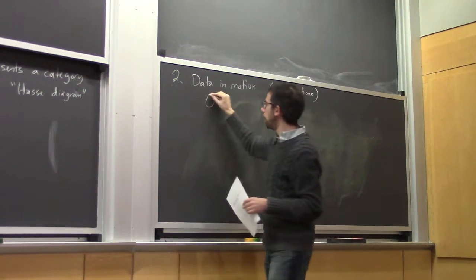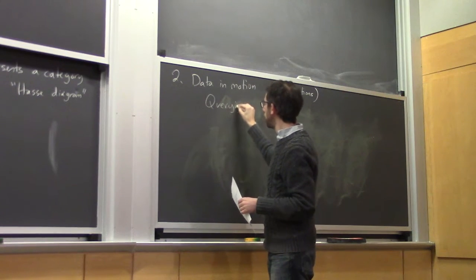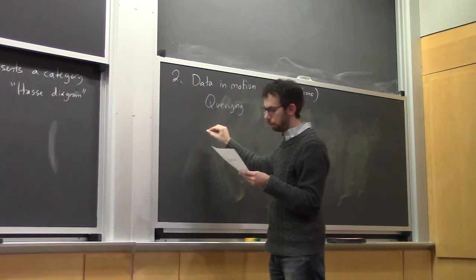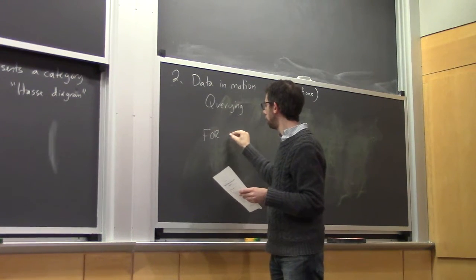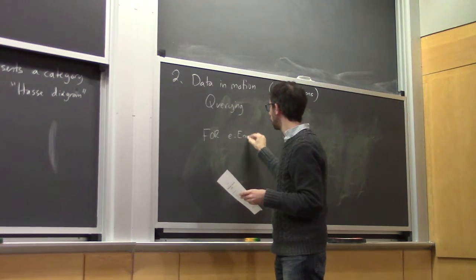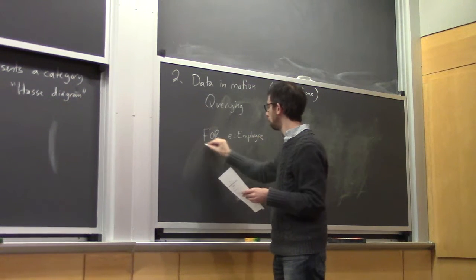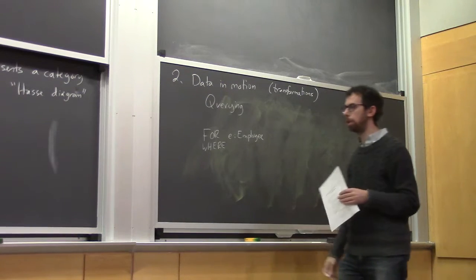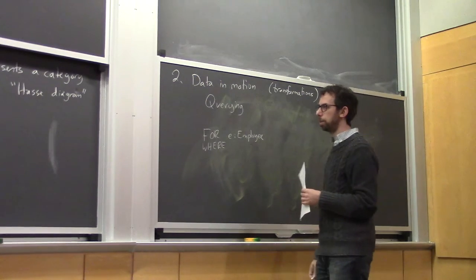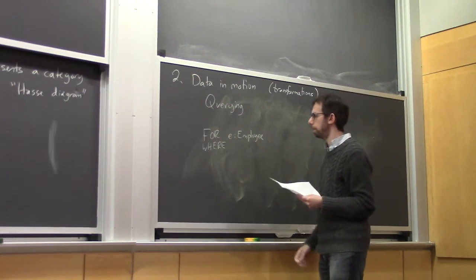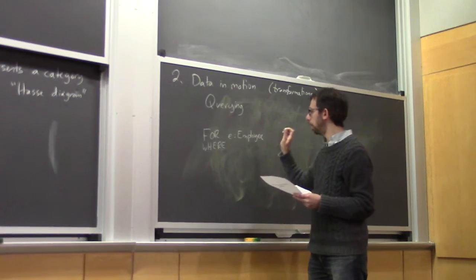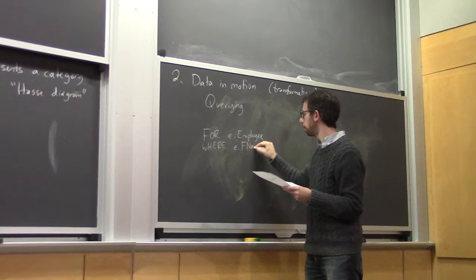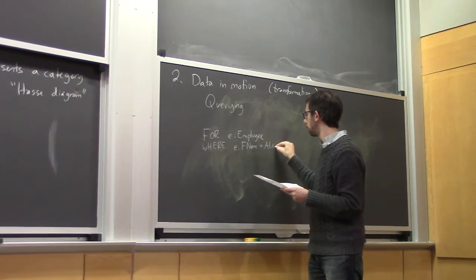These are things like querying. You ask the database something like, for E of type employee, where this is like a SQL select from where statement, although people in programming language theory tend to, I think, prefer the for where return, at least I do. For E in employee, where the employee's first name equals Alice.